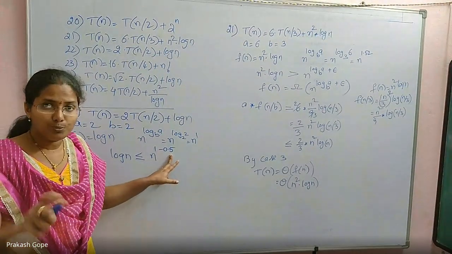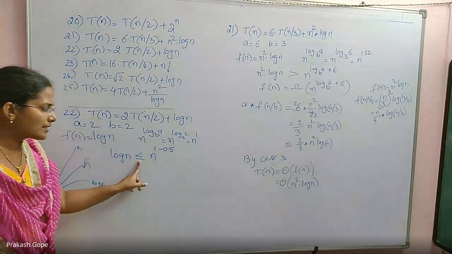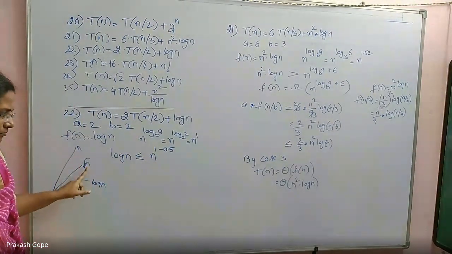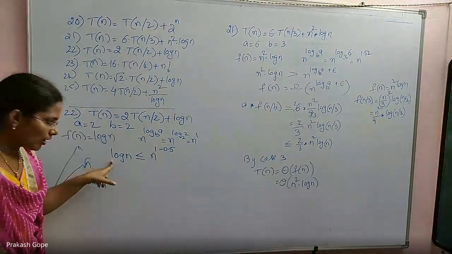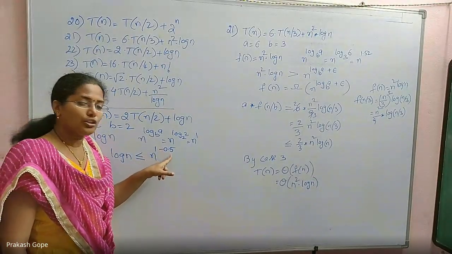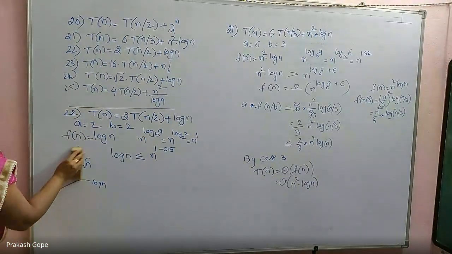1 minus 0.5 is 0.5. N power 0.5 is root n. Isn't log n less than or equal to root n? Last week we have seen the relationships, right? So log n is still less than or equal to n power log a to the base b minus epsilon. So obviously it is coming to case 1.